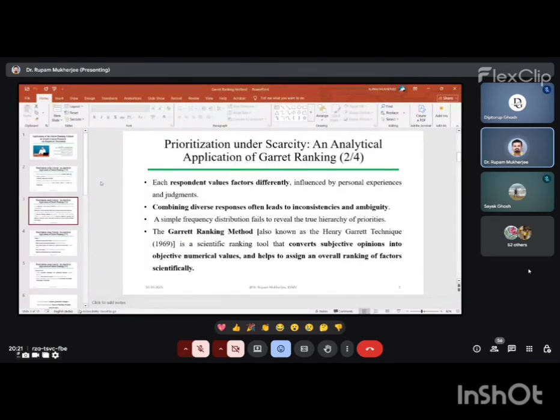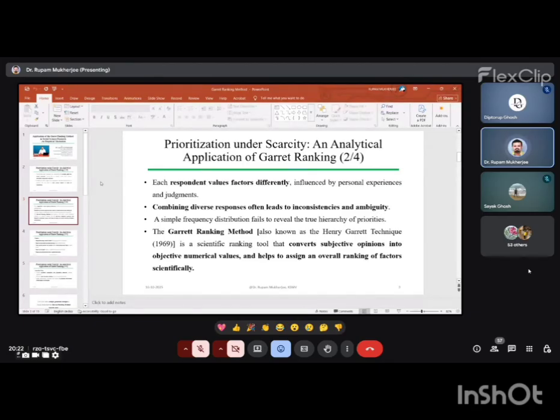Each of them is telling that among, say, 6 or 7 factors, this is the first factor for me, this is the second factor for me, and my opinion and your opinion as farmers differ significantly. Then it becomes very difficult to identify, after summing all the responses of these 100 farmers, which factor is actually the most important factor that comes out from the survey?